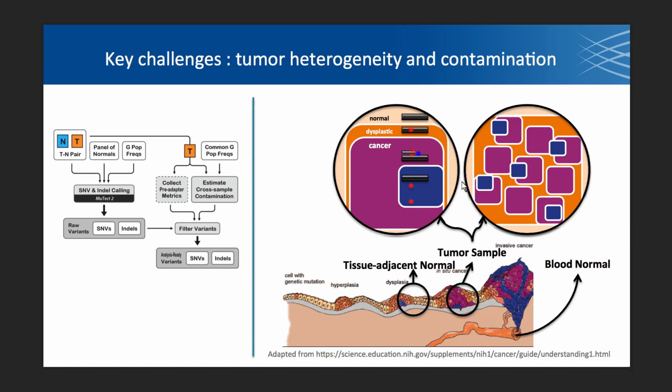Or you might take a blood sample to get your normal cells. But in some cases, like here, we see some of these particularly pathogenic blue cancer cells are already metastasizing into the blood vessels, and you're going to see cancer cells that are circulating in the blood. And so you're going to get contamination of somatic mutations in what you thought was your normal sample in that way. So this adds a lot of computational challenges to somatic variant calling that we didn't see in the germline context.